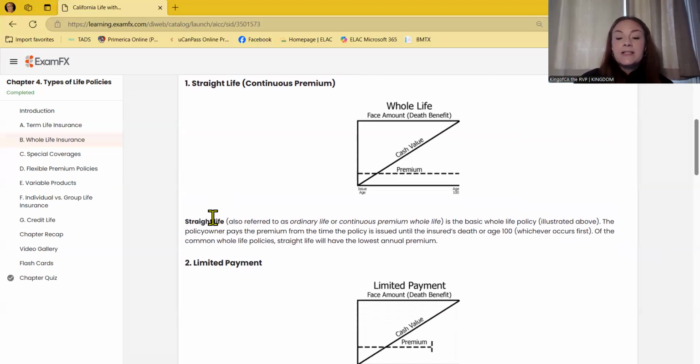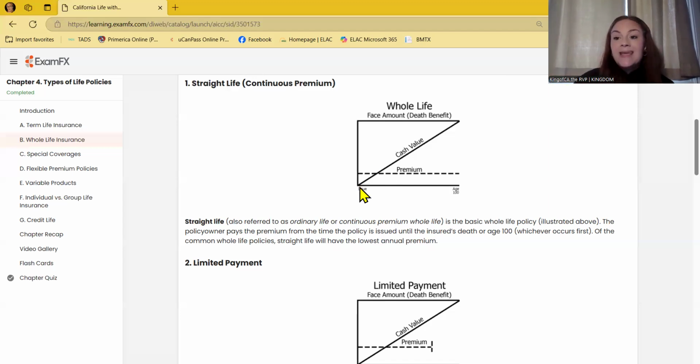All right, so this is our whole life policy here. The death benefit is up here on the top. See how it remains level? It's not going up, it's not going down. Now, here's our premium as well, remains level. So in whole life, level premium, level death benefit.